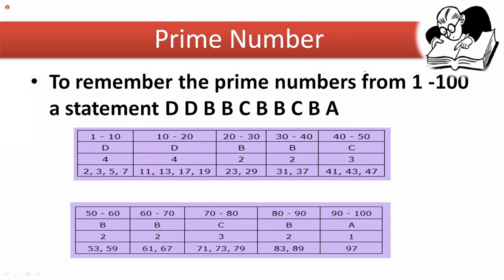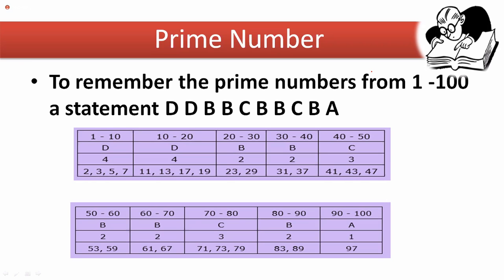So remember those, and at the same time, remember the prime numbers ranging from 1 to 100. To remember them, you can use a simple trick like DD, BBC, BBC, BA, which indicates the number of prime numbers in each range from 1 to 100. The total number of prime numbers from 1 to 100 is 25.